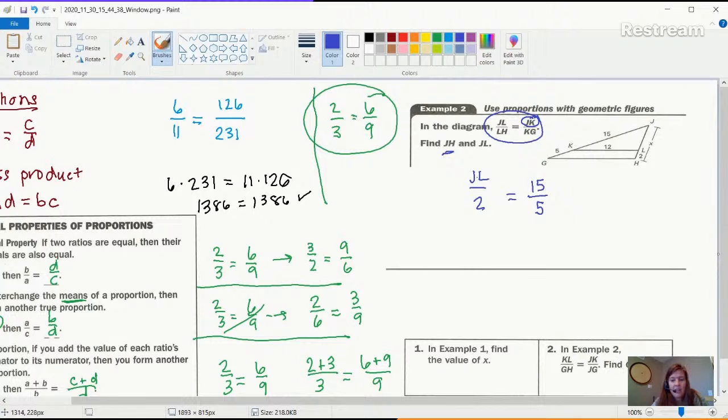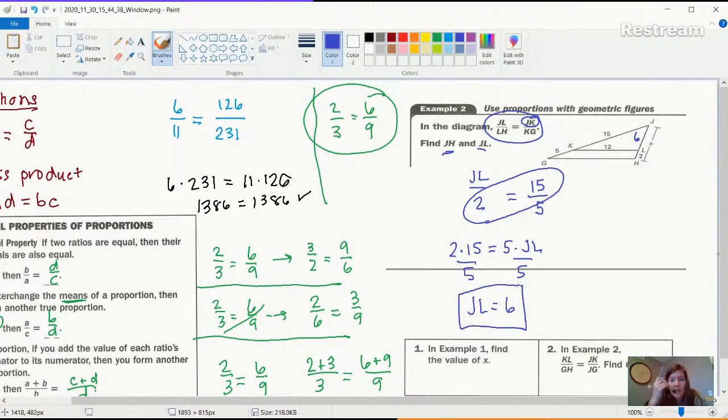My geometry students today actually did a shortcut because I did an even longer way. They said, let's just leave JL as JL. And I was like, okay, so what I have here is a proportion, right? And I can multiply, and I can say 2 times 15, those are my means, equals 5 times JL. Then I divide both sides by 5, and I find out that JL equals 6. Cool. And then I also need to figure out what JH is. Well, JH is the distance from J to L and L to H, so I add 6 plus 2 together to get 8.